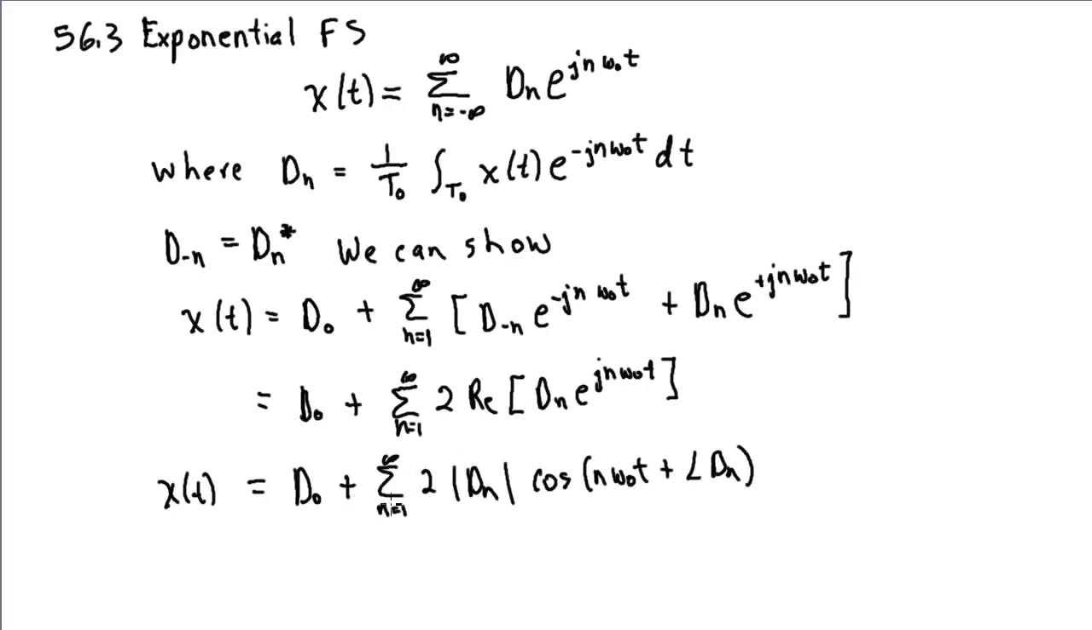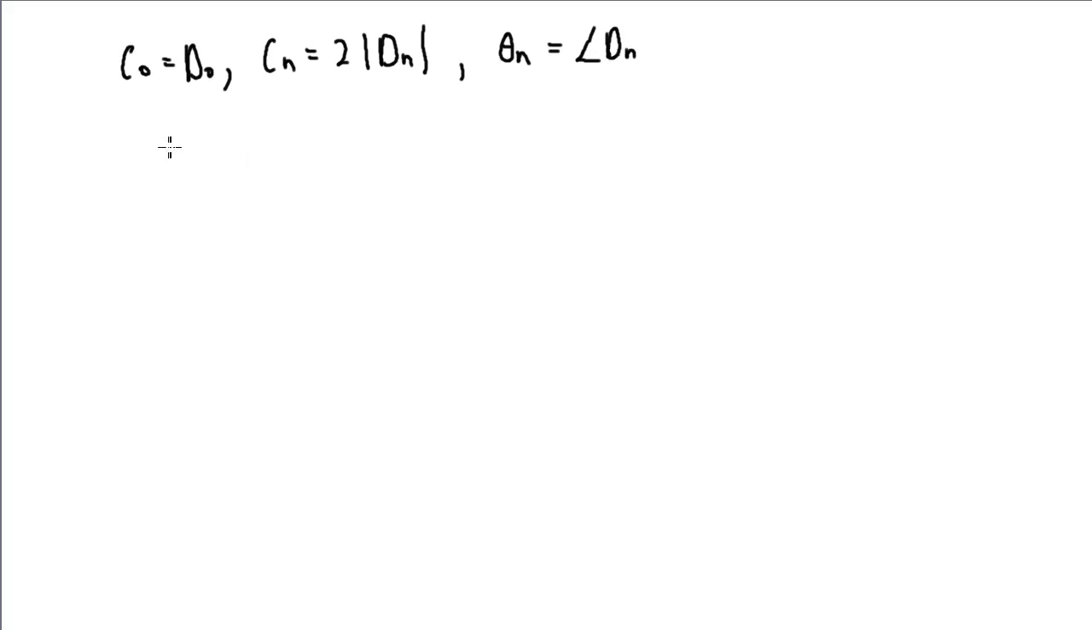The other thing that you can note here is this looks very similar to our compact Fourier series, and in fact by comparing the two, we see that C0 is equal to D0, and then our Cn coefficients are equal to 2 times the magnitude of our Dn coefficients, and then our phase angles in the compact Fourier series representation are equal to the angle of these complex exponential Fourier series coefficients.